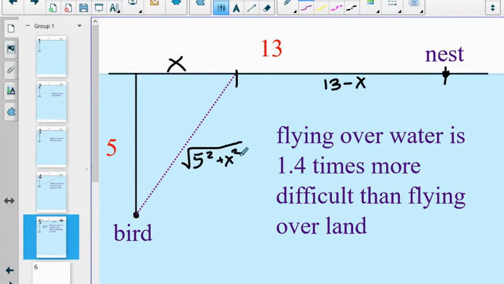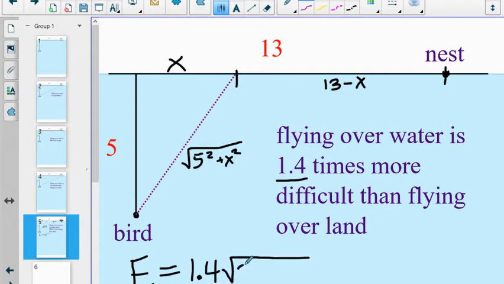So as I look at my equations, what am I trying to figure out? I'm trying to minimize the amount of energy that this bird is spending to make this trip. So I'm going to say that I've got this energy function. I've got the distance that it flies over water, and the distance that it flies over land. And flying over water is 1.4 times more difficult. So my energy function is going to be 1.4 times the distance that it's traveling over water.